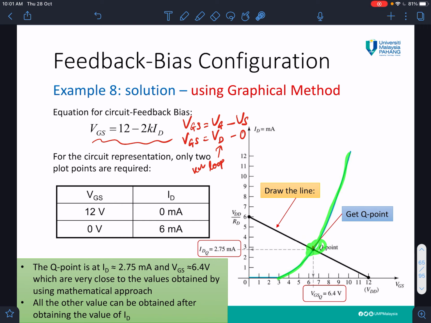From the curve we get the intersection here. So this is the Q point. Here is the VGSQ, and here is the IDQ. The point is almost similar to the mathematical one, but slightly different. The difference is acceptable. So ID equals 2.75 and VGS is 6.4. Then after you get this IDQ and also the VGSQ, you can find other values such as the VDS, VD, VGS, and so on from the circuit.